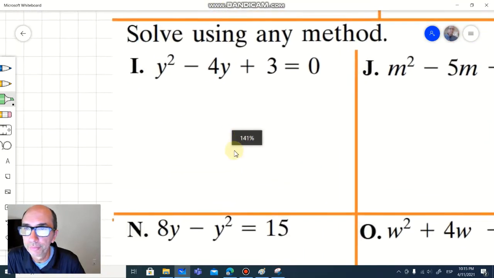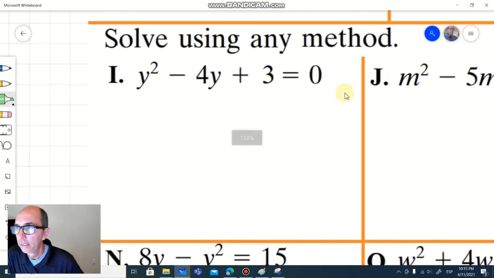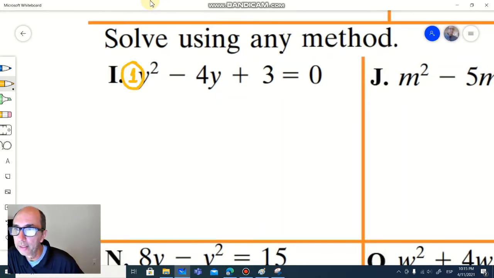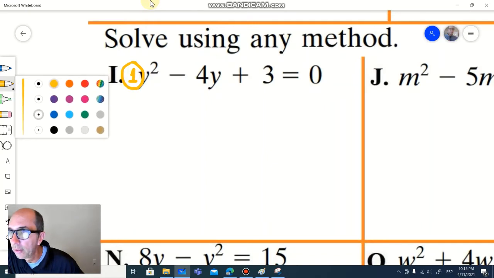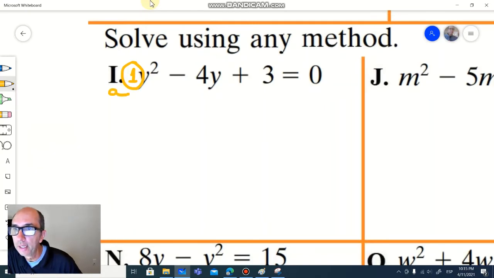Let's solve the first one. The first thing you have to do is identify a, b, and c. So a is 1, right? a is 1. b is -4. c is 3, right?